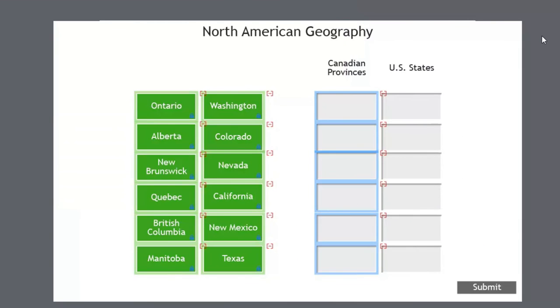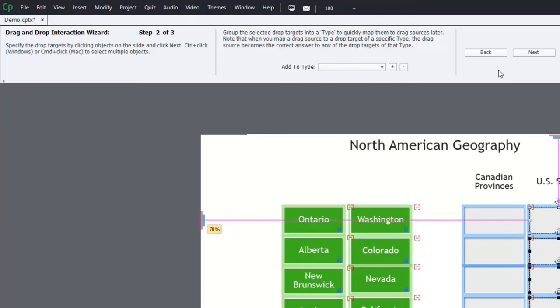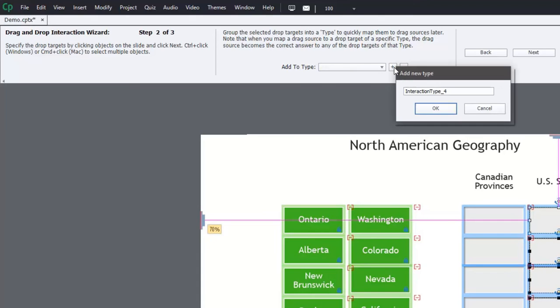Click away and then make a new selection by holding down the Shift key. We'll do all the US states now. And we'll click the plus icon to add new type. And we'll call this states. I can't remember what I called the other one. We'll call it drop.